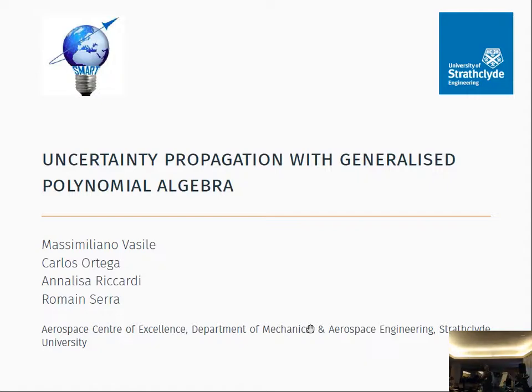I am Massimiliano Vasile, and I'm from the University of Strathclyde, that is in downtown Glasgow in Scotland. And this is work that I'm doing with my PhD student, Carlos Ortega, a colleague, Annalisa Riccardi, and a postdoc fellow, Romain Serra. And it's about the propagation of uncertainty using a technique that has become popular in recent times, say probably 10, 15 years.